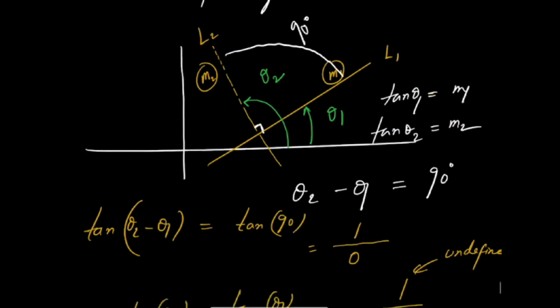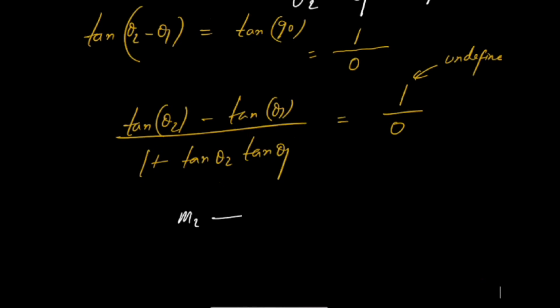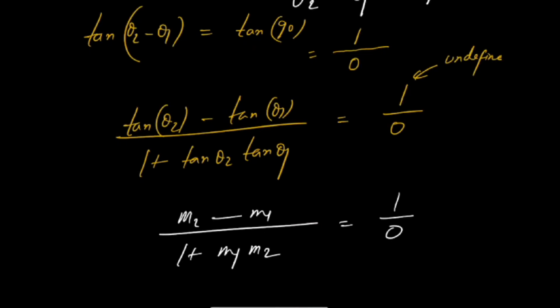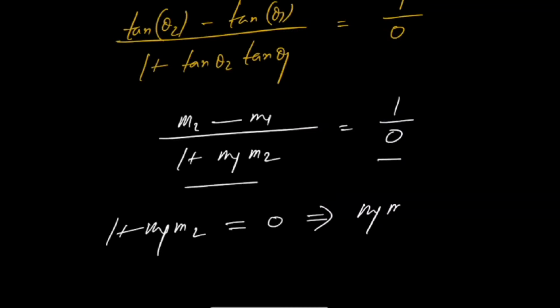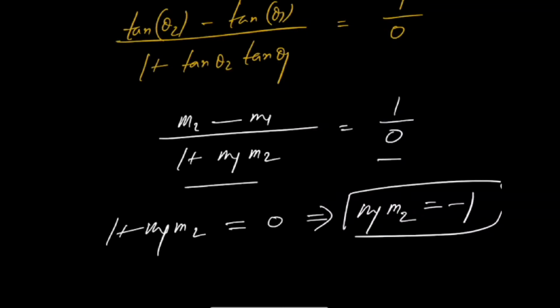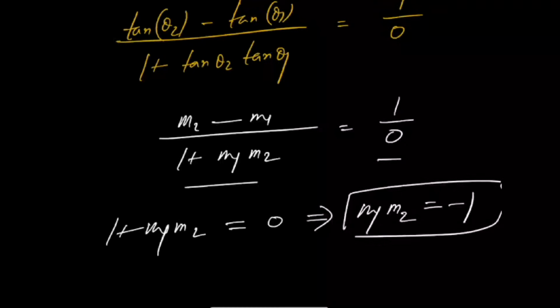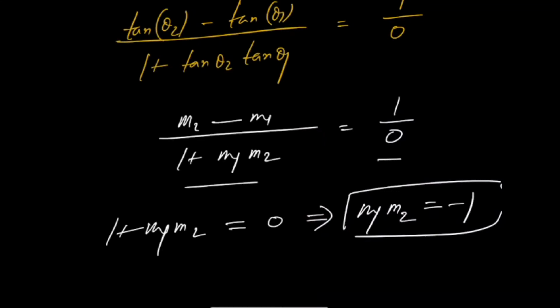Okay. So this will become (m2 minus m1) by (1 plus m1 m2) equals 1 by 0. Now if this needs to be true, then the denominators must be equal, right? So 1 plus m1 m2 must be equal to 0, which implies m1 m2 should be equal to minus 1. Therefore, if two lines are perpendicular, the product of their slopes should be equal to -1. Clear? Till here, everything is clear.